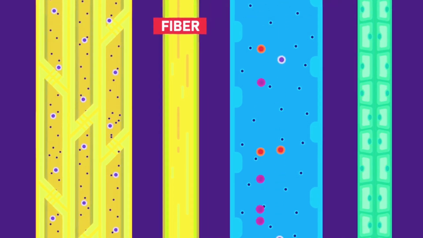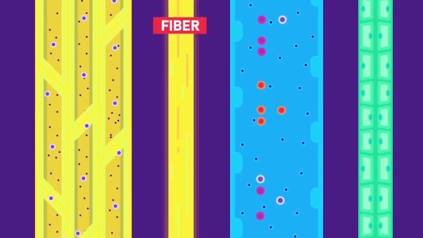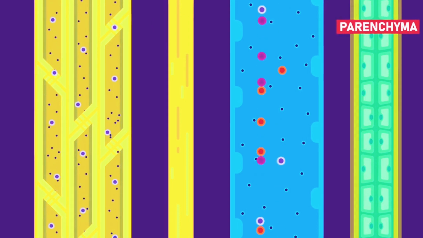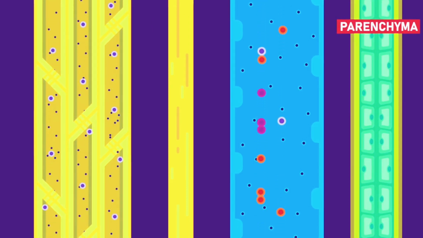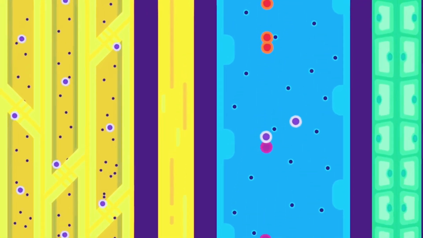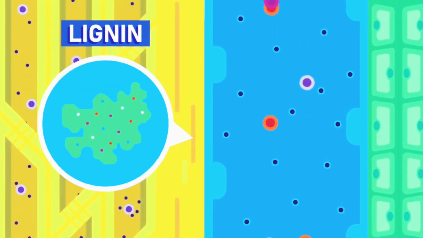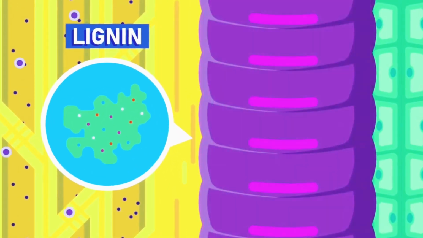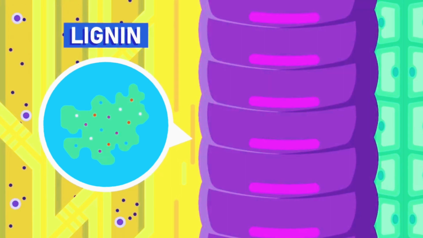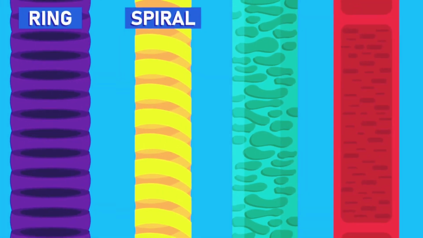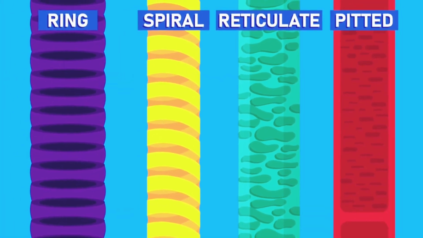The fiber cells function mainly as supporting structures, and the parenchyma, the only living cells of the xylem, help with the food storage. The xylem cells are strengthened by a substance called lignin. The pattern of lignin will vary depending on the location. It can be a ring pattern, spiral, reticulate, or pitted.